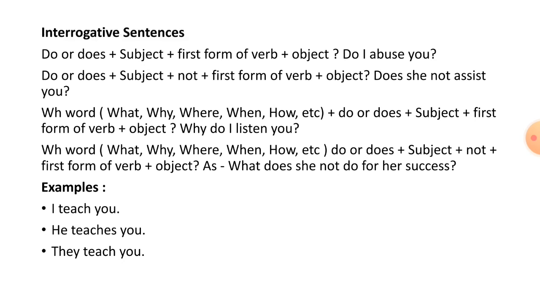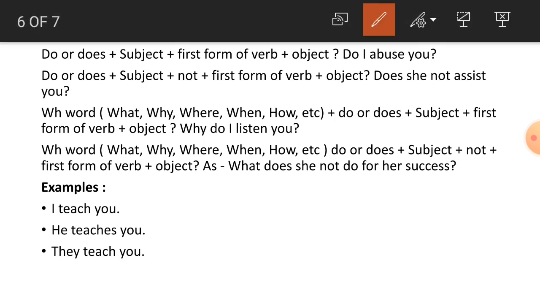Interrogative sentences. Do or does plus subject plus first form of verb plus object, like do I abuse you? In this way we can start with helping verbs. Second, do or does plus subject plus not plus first form of verb plus object. It means in this sentence there is negativity. Does she not assist you? I think, students, you have understood what I mean to say. Here is negativity and here is positivity.